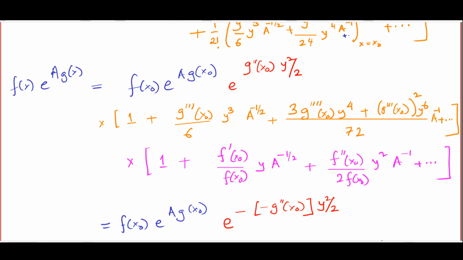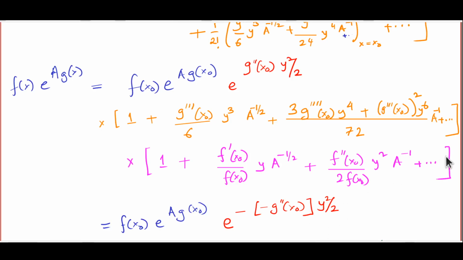The first piece, e to the g double prime x0 y squared by 2, as I have said, is independent of capital A. And this is going to give us a dominant term from the integral itself. Please note that g double prime x0 is negative. So this is essentially of the form of a Gaussian. And that is what we are going to exploit in order to calculate the integral later.